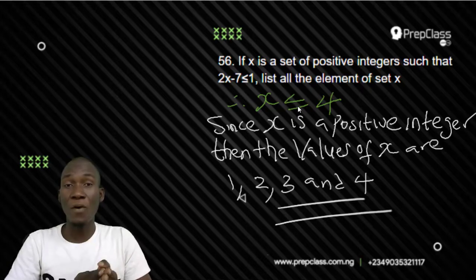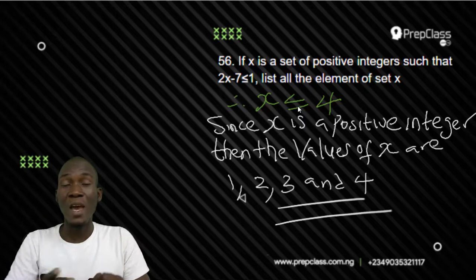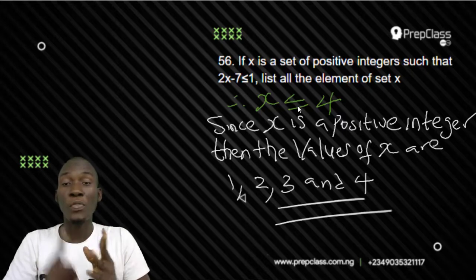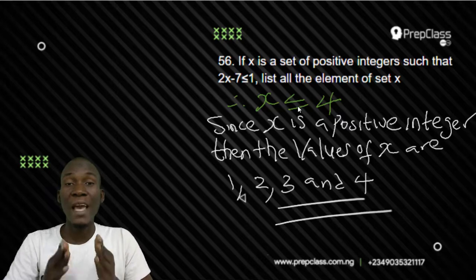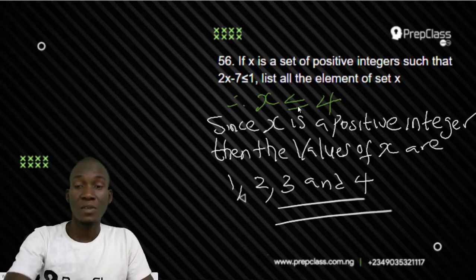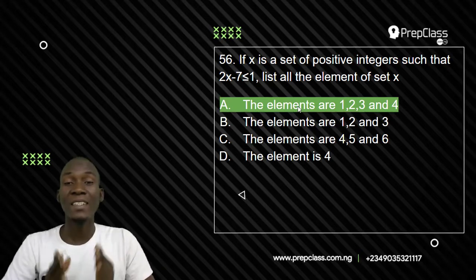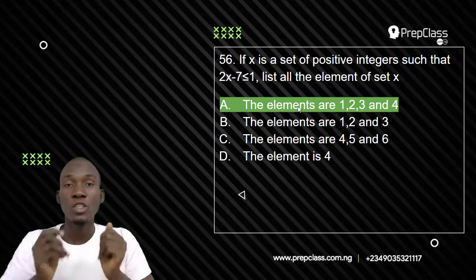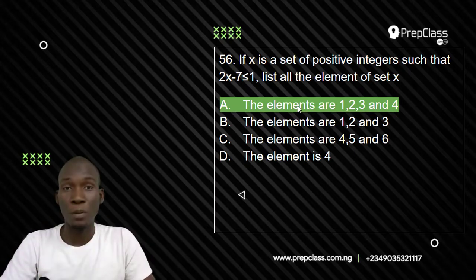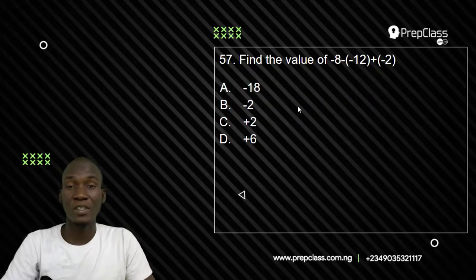Now x is less than 4 and x is a positive integer. So x will be 3, x will be 2, x will be 1. So x cannot be 0 because 0 is not a positive integer. So we are going to pick 1, 2, 3, and 4 to be the elements of the set x. So the correct option is A. The elements are 1, 2, 3, and 4. So we move to the next question.